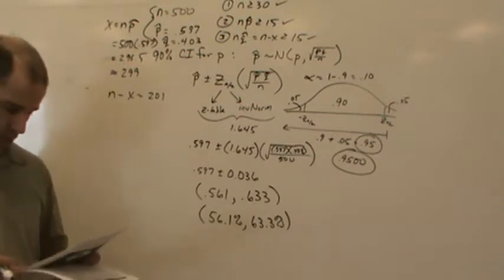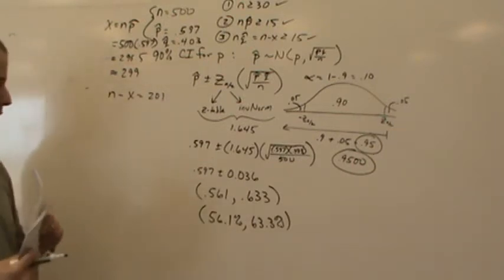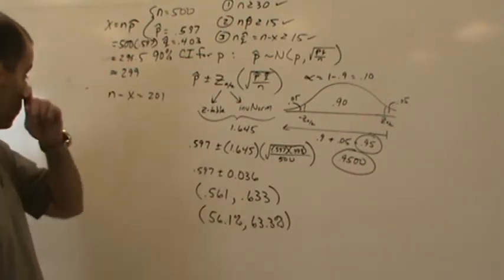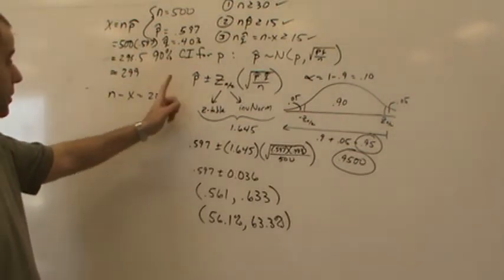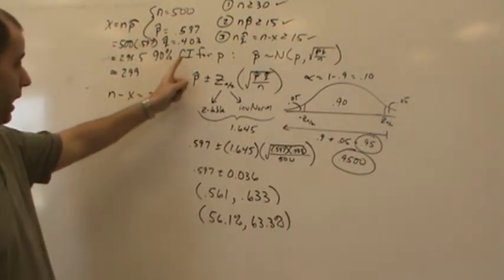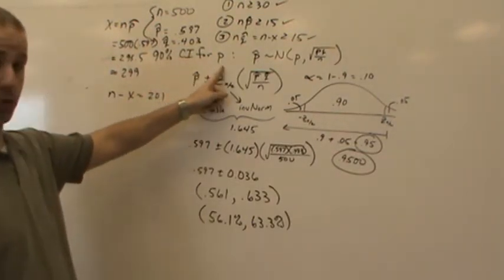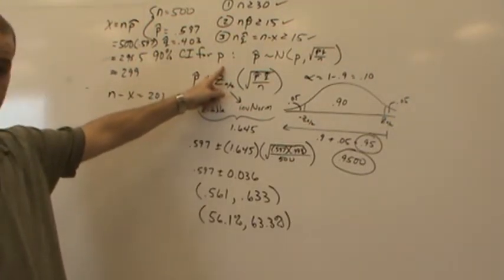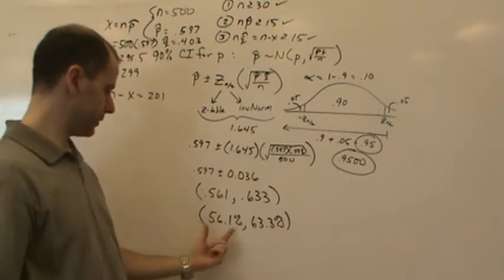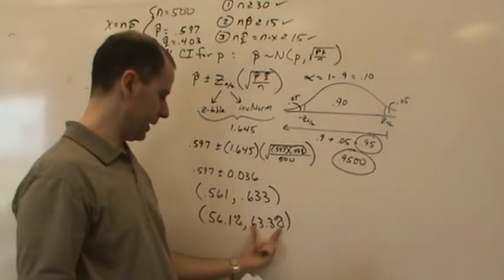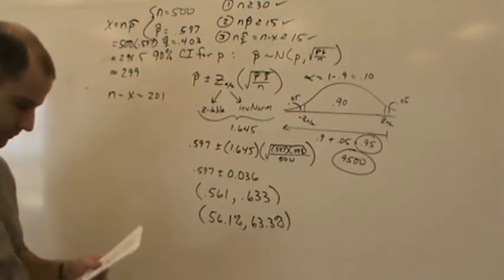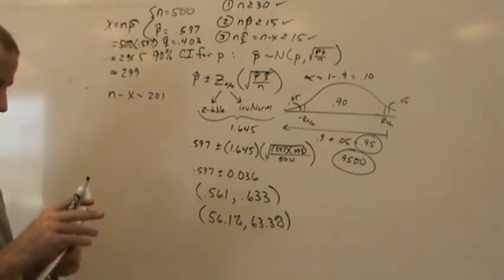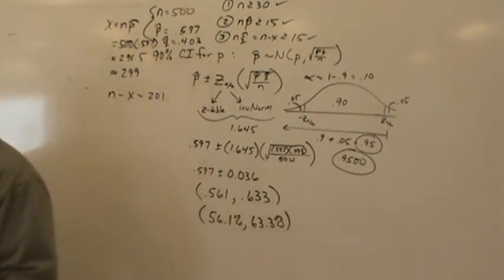Okay. So now, again, the interpretation is the same, right? So in this case here, we're 90% confident that the true proportion of students who are registered voters at this large university is somewhere between 56.1% and 63.3%. Okay. And that's it for that problem.